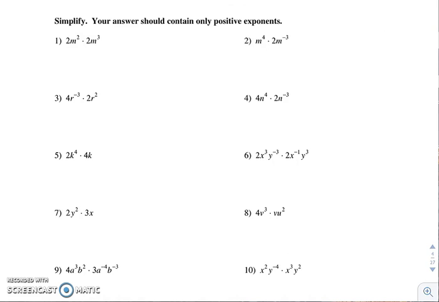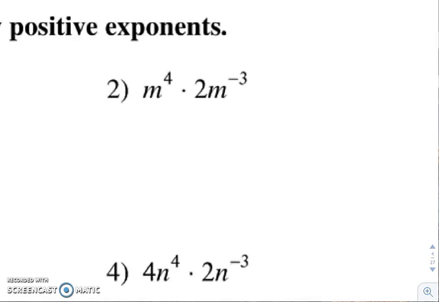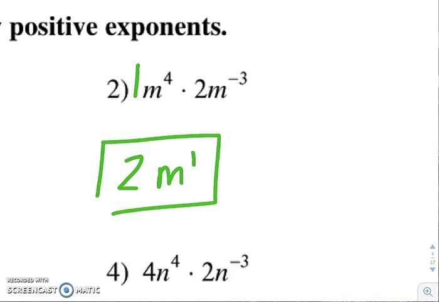So for number 2, m to the 4th times 2m to the negative 3rd. So this is a multiplication problem. So we're going to multiply the coefficients 1 and 2. We do the operation for the actual numbers, and then we have to do the rule or our property for the exponents. So when we're multiplying, we add those exponents. So 4 plus negative 3 gives us m to the 1st.